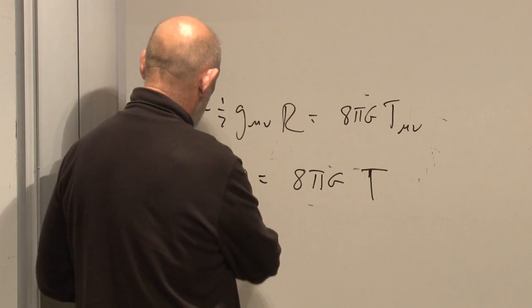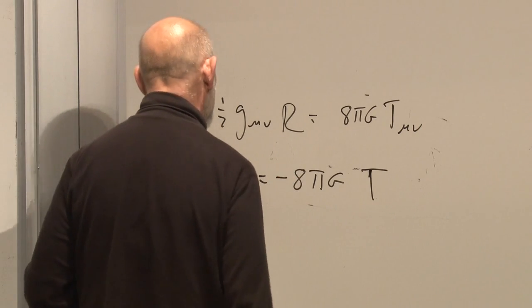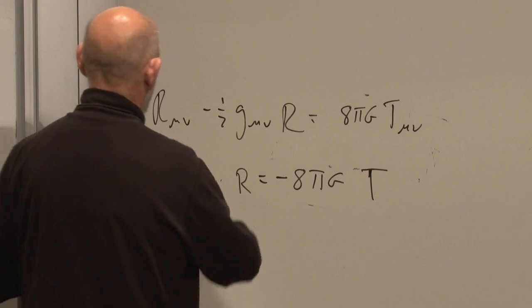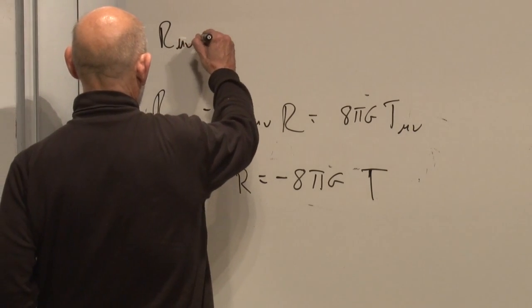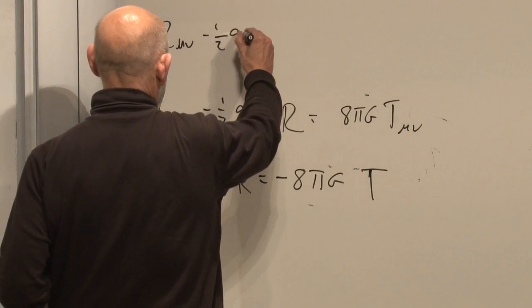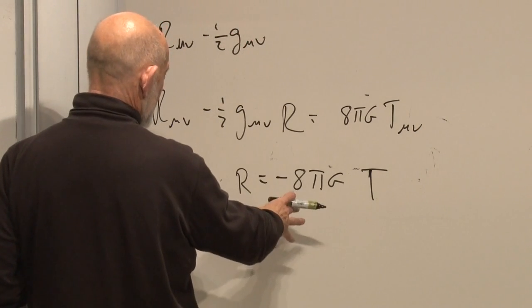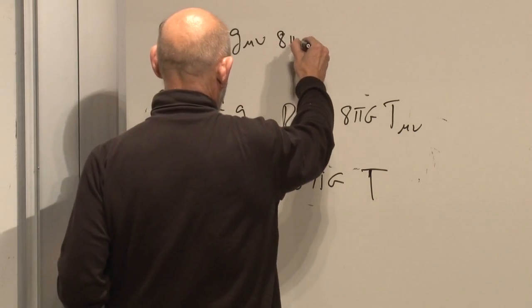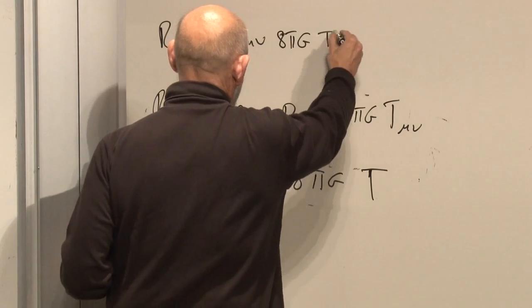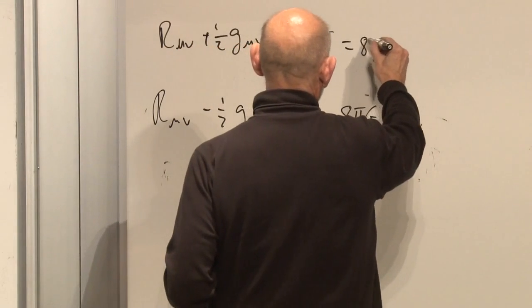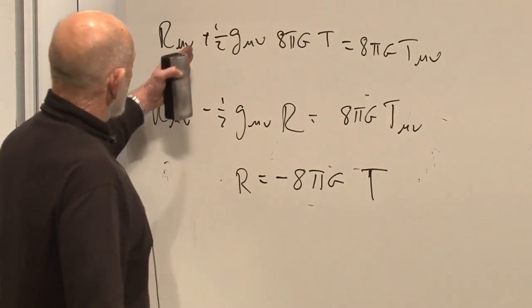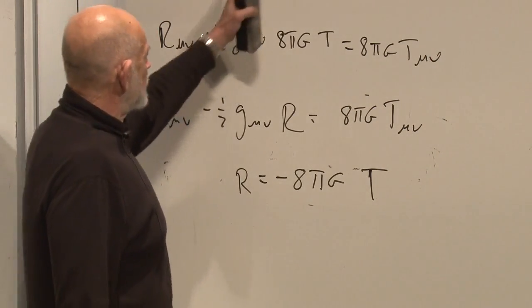So what do we have? We have R is equal to minus 8 pi G T, and now we can put that back into the Einstein equations. We get R mu nu minus 1/2 g mu nu times R, which is plus 8 pi G T, equals 8 pi G T mu nu. And now let's take this thing here and shift it to the right.